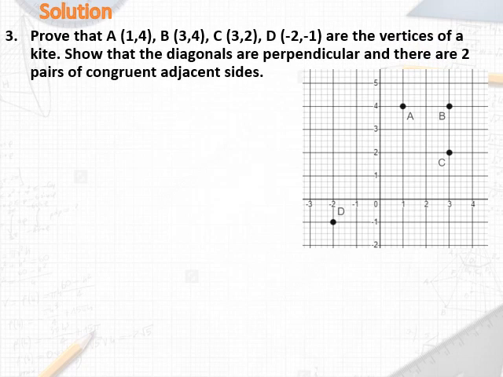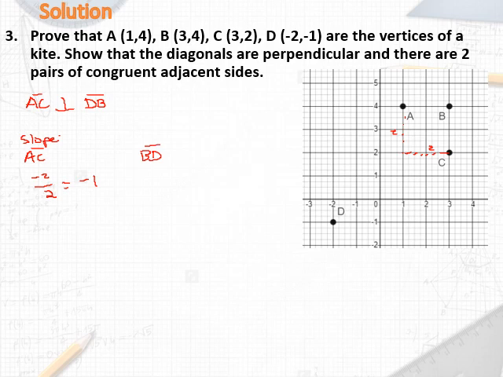All right, let's take a look at our solution. So we're going to start with the diagonals being perpendicular. So that means we want to show that AC is perpendicular to DB. To do that, we need slopes. So slope of, let's start with AC. So slope of AC, we're going down 2 units, right 2 units. So that'd be down 2, right 2. Simplify that, that's -1.